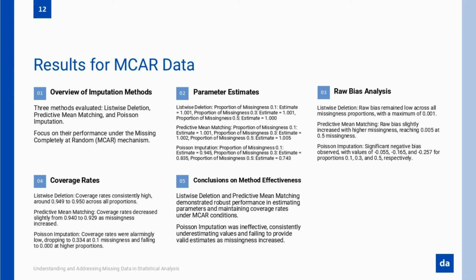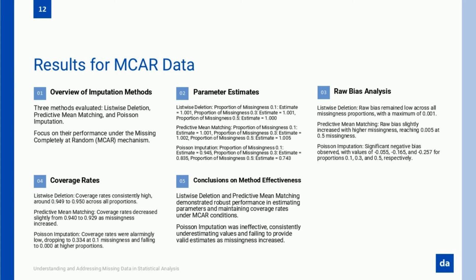Despite this, listwise deletion's precision and low bias make him a reliable choice when the missing data truly has no underlying pattern, known as missing completely at random, MCAR. His coverage rate, consistently high at around 95%, speaks to his accuracy in estimating the truth.